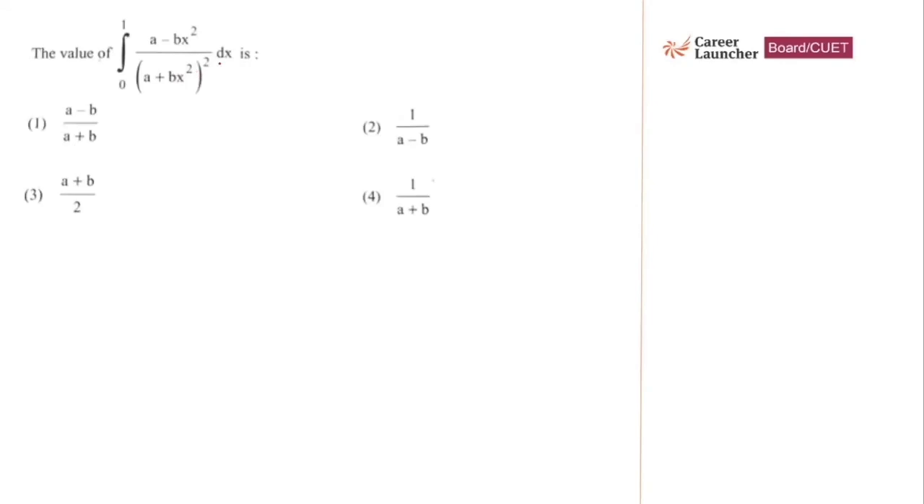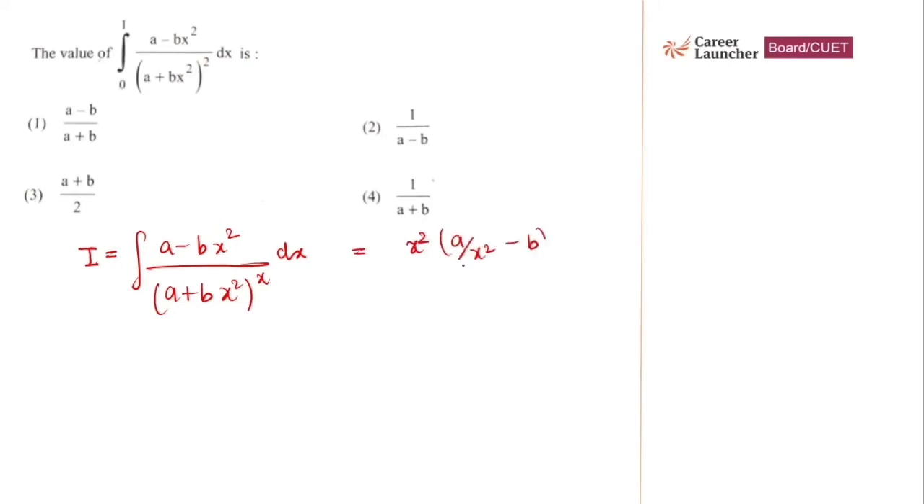So we have this question. This is an integral from 0 to 1 of a minus bx square upon a plus bx square whole square dx. First, let's just treat it as an indefinite integral, not a definite integral. Then I will be equal to the integral of a minus bx square upon a plus bx square whole square dx. Now take x square common from the numerator. So it will become x square into a by x square minus b, and x from the denominator. So eventually x square will be taken out. So x square into a by x plus bx whole square dx.